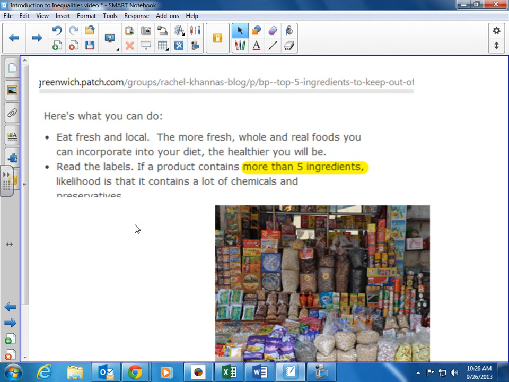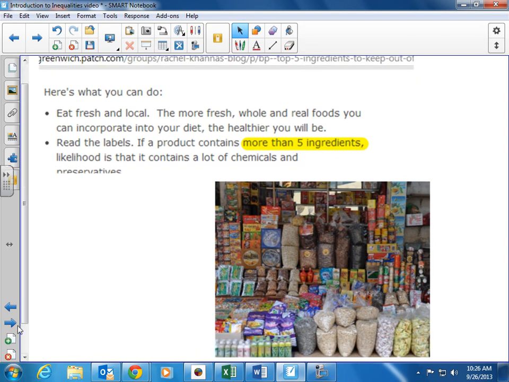My final one was from a website about choosing healthy eating, and it talked about the importance of reading labels on food. If a product contains more than 5 ingredients, you should try to avoid it because it's probably going to have a lot of chemicals and preservatives in it. So more than was used on that website. Your task for the weekend is to find 4 different artifacts.